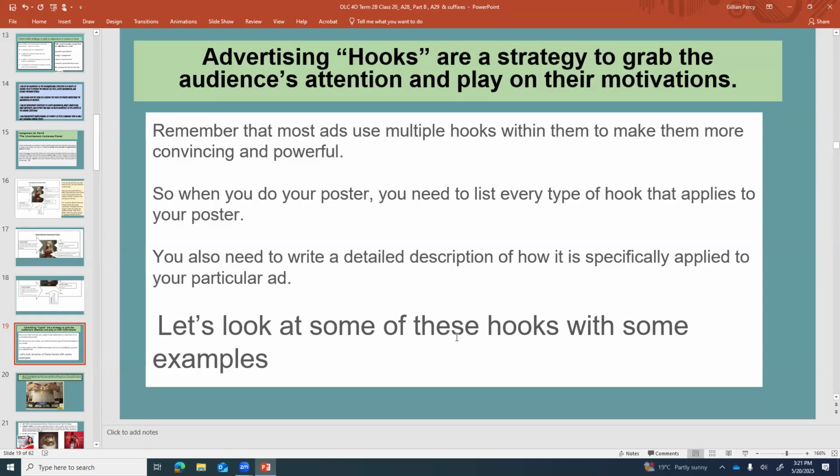Now, I want to point something out. On Thursday, we spent a lot of time talking about how you can tell whether something is a magazine ad.